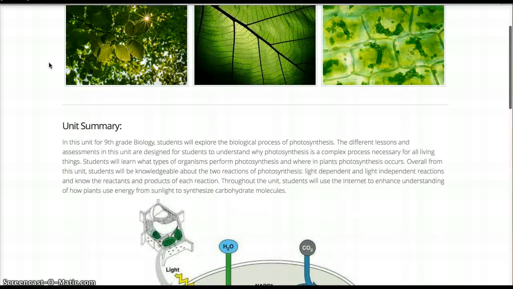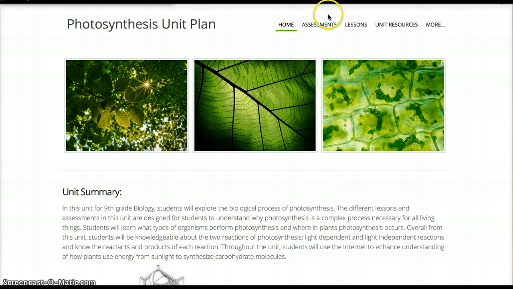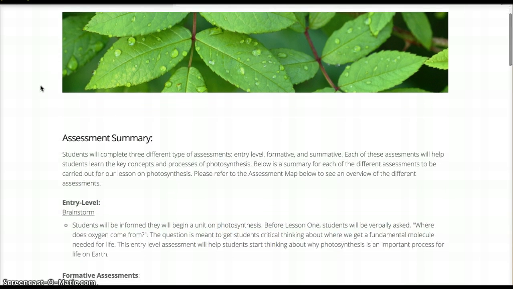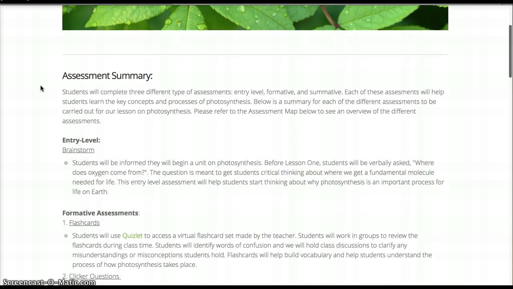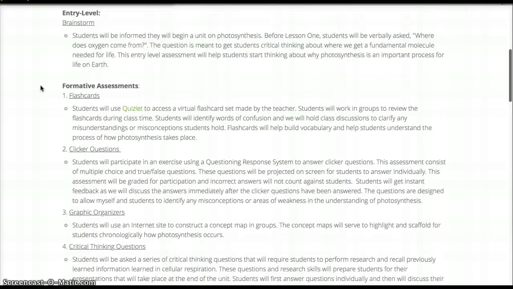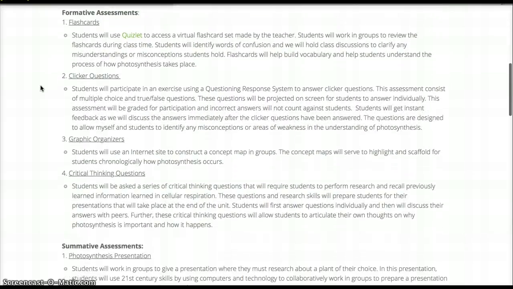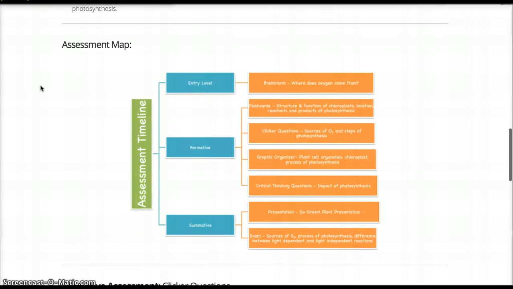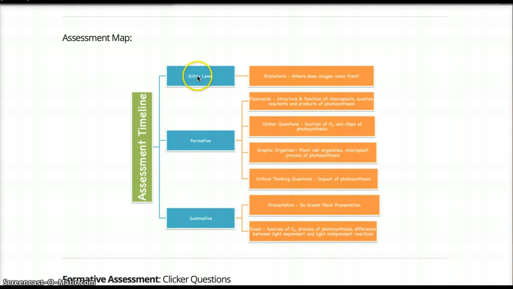Okay, so moving forward, on my website, I have included a link where it'll take you to the different assessments for my lesson plan. I have 3 different types. I have entry-level, formative, and summative, which I've included for students to look over. And let me scroll down to my assessment map. So as you can see, I have mapped out all the different assessments that I want students to complete, and they are in chronological order.